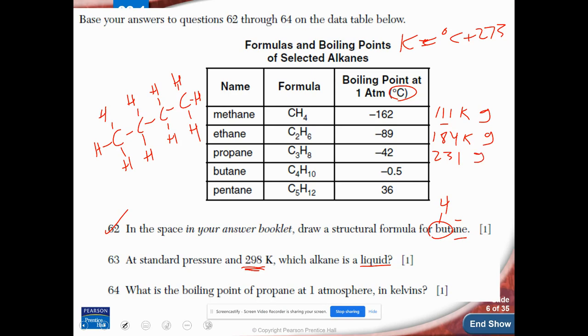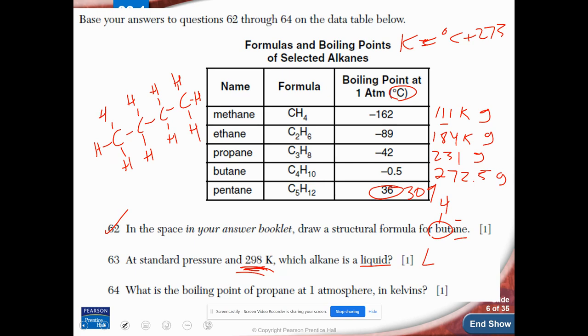Then if I have negative 0.5 plus 273, this is 272.5. Again, 298 is above the boiling point of butane, so butane will also be a gas. Then pentane is my only other choice. So 36 plus 273, let's prove it. This is 309. So it has not boiled at 298, which means it's going to be a liquid.